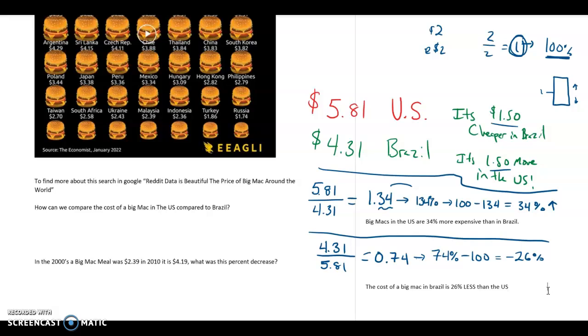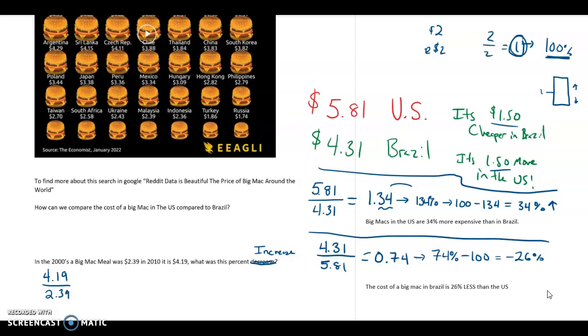We're going to do one last one. In 2000s, the Big Mac meal was $2.39. In 2010, it was $4.19. What was the % decrease? This is not true. This should be an increase. Sorry. Let me fix that because the price went up. How do we find that % increase? Again, we want to see how much it increased. So what we're going to do is we are going to put the larger number on top and the smaller number on the bottom, 2.39.